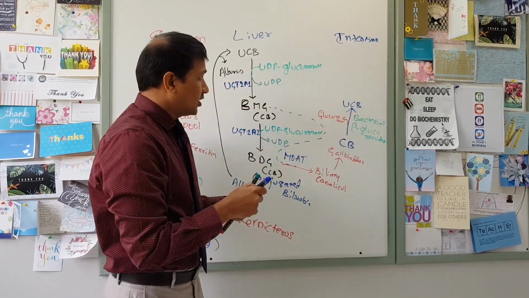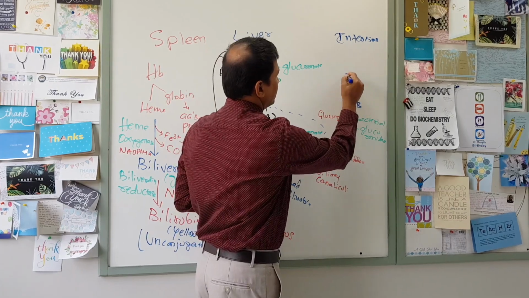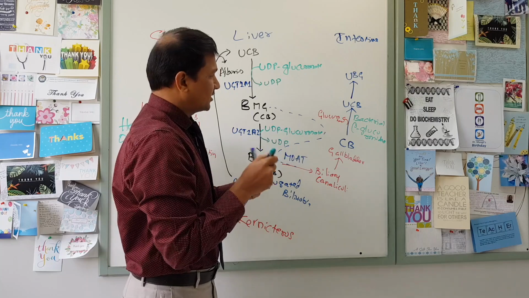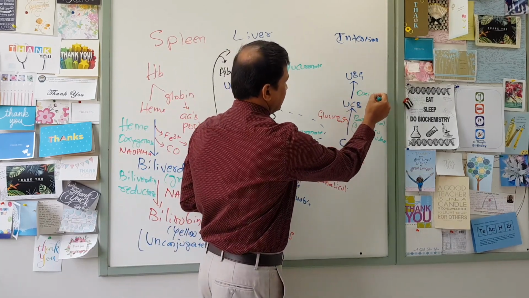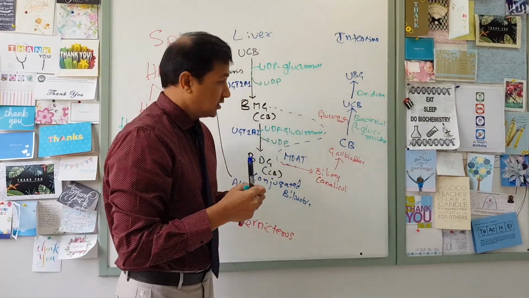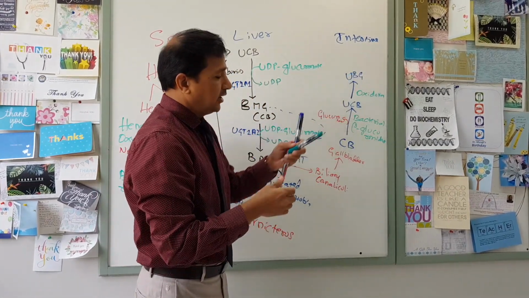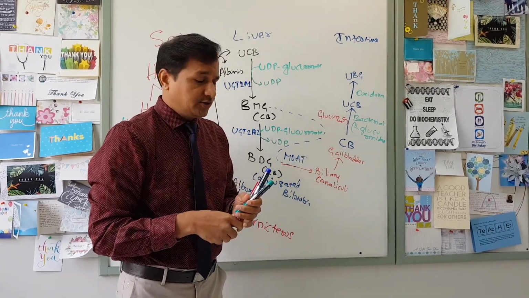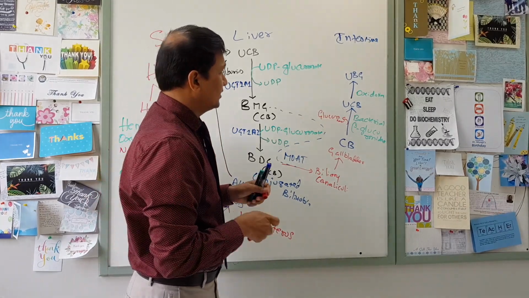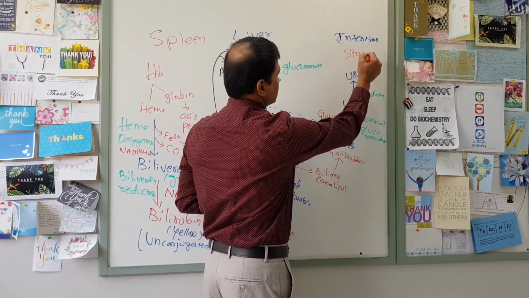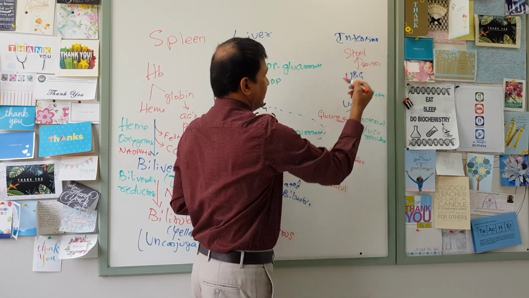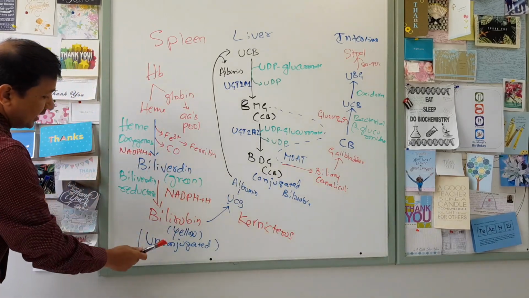Furthermore, unconjugated bilirubin is converted into urobilinogen. Urobilinogen is made by bacterial oxidation. Again, this is an oxidation process. So the bacterial oxidation converts UCB, unconjugated bilirubin, into urobilinogen. So what will happen to urobilinogen? 80 to 90% of this urobilinogen is excreted in the stool. So it gets into the stool. Urobilinogen, 80 to 90%, gets out of our body in the stool. That's how we are excreting this bilirubin.